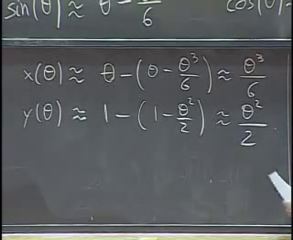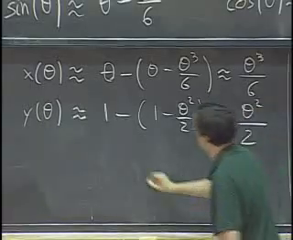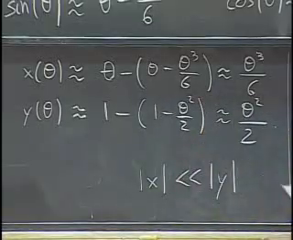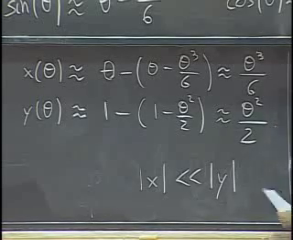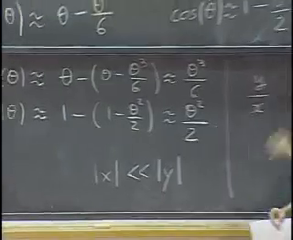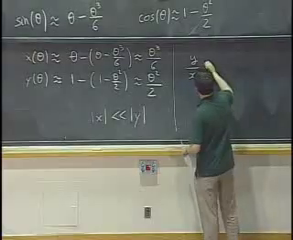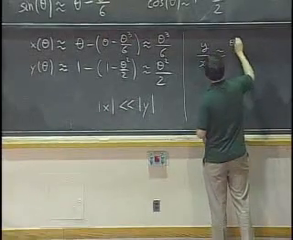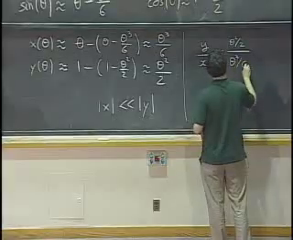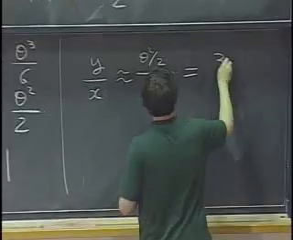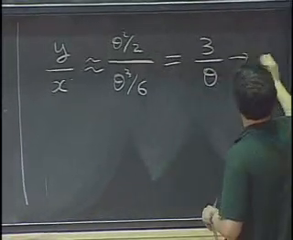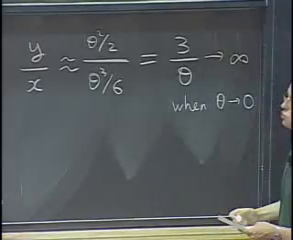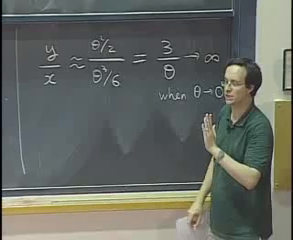So in fact, we can look at that. Let me say, x in absolute value is much smaller than y. And in fact, what we can do is look at the ratio between y and x, which tells us the slope with which we approach the origin. So y over x is, well, let's take the ratio of these two. That gives us 3 divided by theta. That tends to infinity when theta approaches 0. So that means that the slope of our curve near the origin is actually infinite.